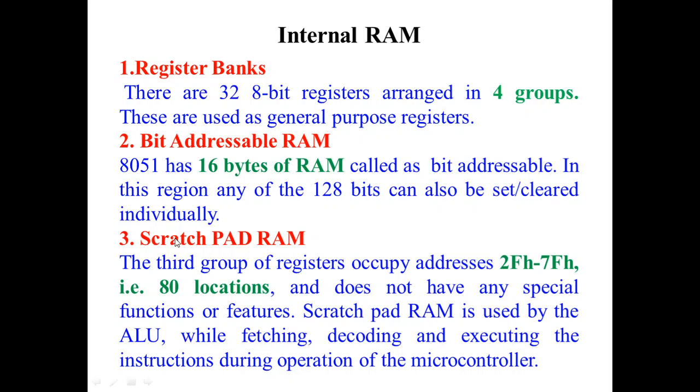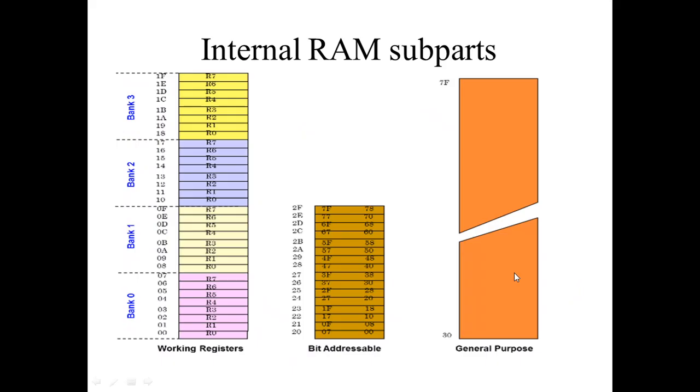The next part is scratchpad. Now this third group is scratchpad, that is 2F to 7F. Total 80 locations are available for scratchpad. We are taking help of this scratchpad for writing the customer program. Here you can write your program, edit the program, delete the program as per your requirement. Means this area you are using as a scratchpad, which is internally available inside the core.